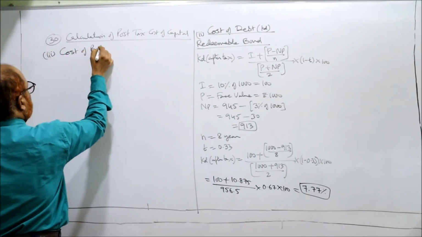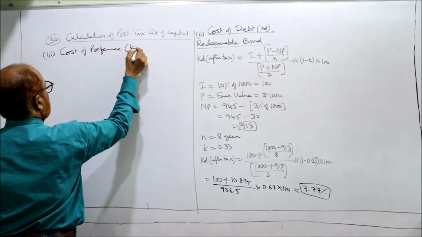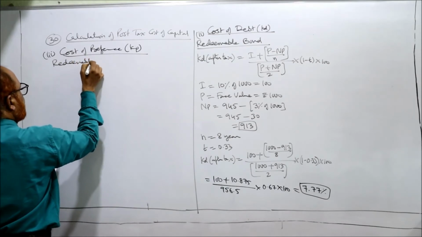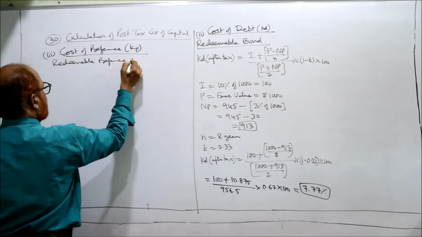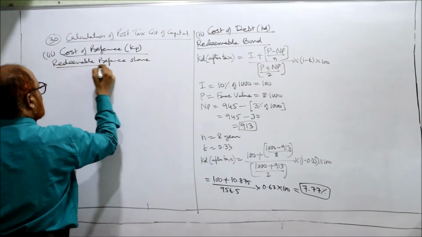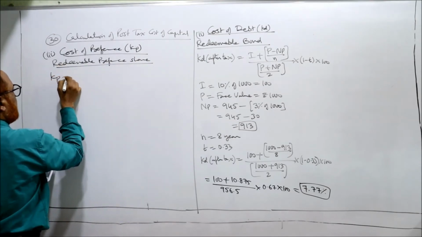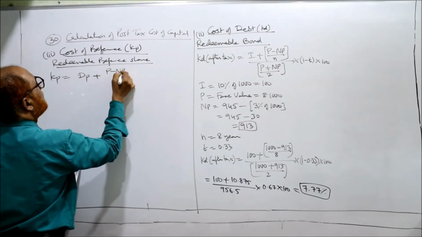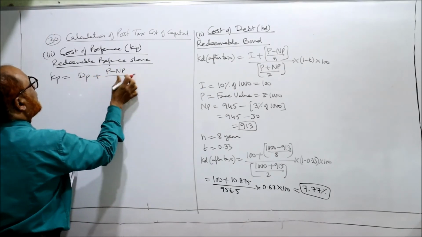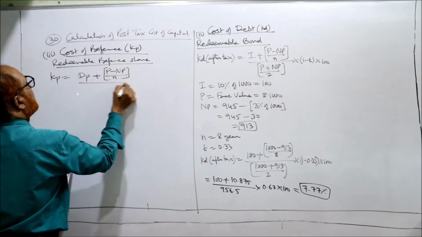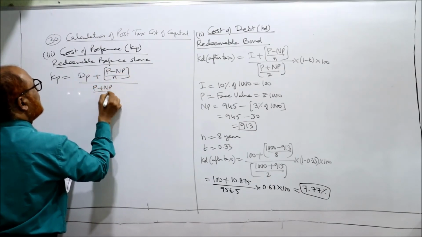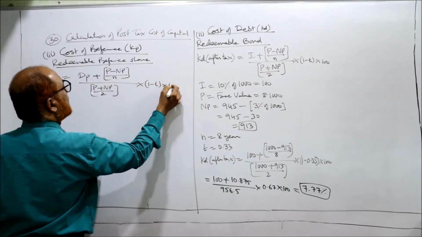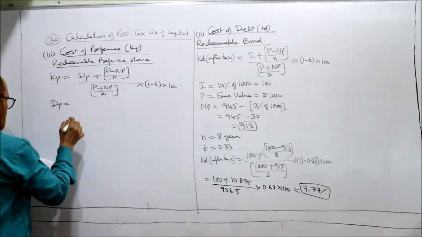Cost of preference, KP, redeemable preference share. So KP is equal to DP plus P minus NP by N, divided by P plus NP divided by 2, into 1 minus T into 100. This is the formula. DP is equal to preference dividend.